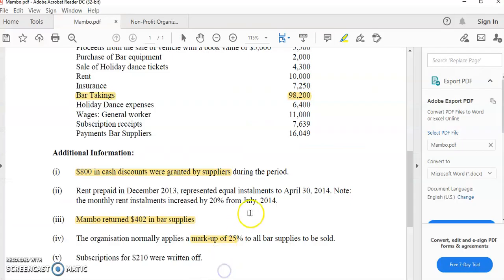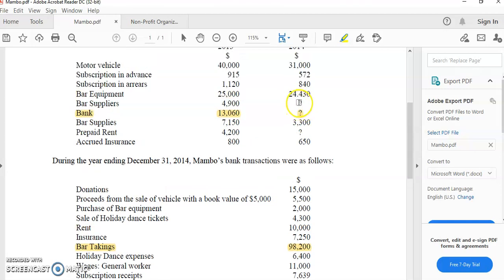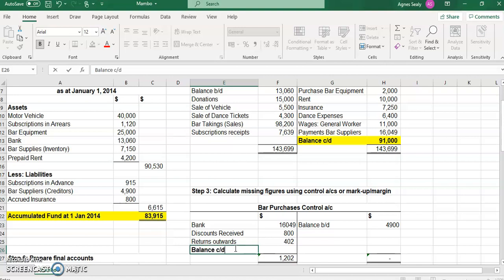Now, what is it that we don't know? Based on the question here, we do not know the closing balance for Mambo in terms of creditors. We don't know how much this organization owes the creditors at the end of the period. So we can come here and we say balance carried down. We don't know what that is. So let's put a question mark there for the time being, because we don't know what that figure is.